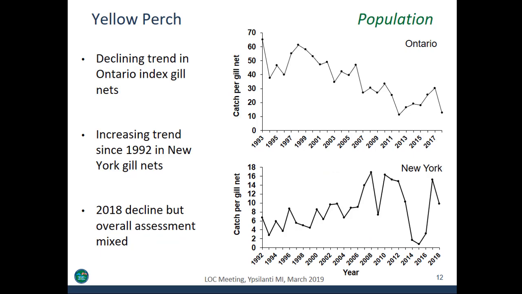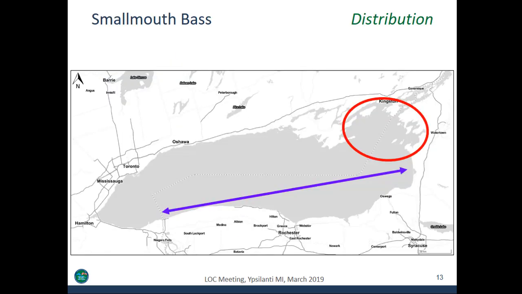Looking at our population metrics, we have gill net catch per unit effort from Ontario gill nets as well as New York. In our Ontario gill nets, we see a declining trend. This is a contemporary time series from about 1993 onwards. We see an increasing trend in New York gill nets since 1992, with some low catches observed in this time series, potentially due to below average summer temperatures and potentially just low detection or catches. In 2018, at both of our surveys, we saw a decline, but the overall assessment is mixed.